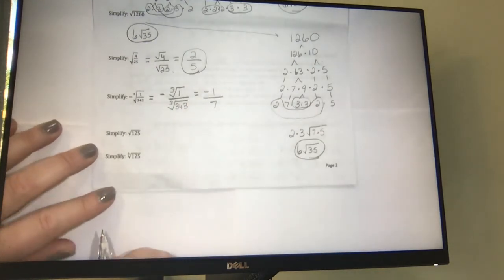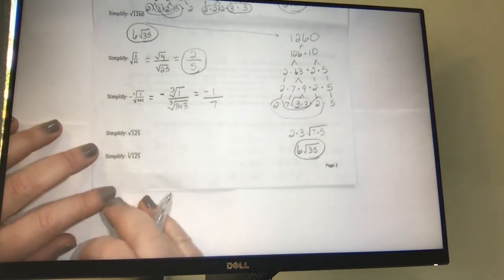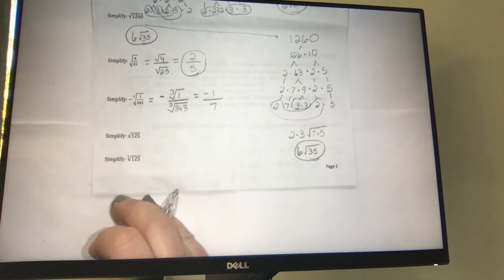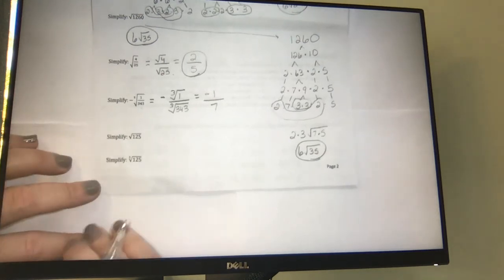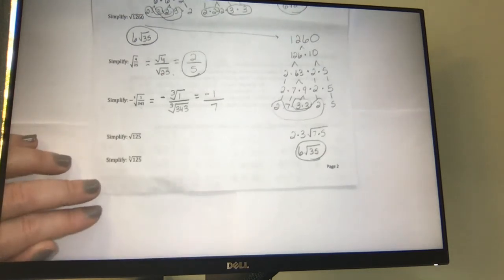But I'll be honest with you, when I was going through this packet and did it, I didn't do that. I looked at 343 and thought, there is no way that is anything perfect. So I did a factor tree for him. Let me just show you what that would look like, just in case.